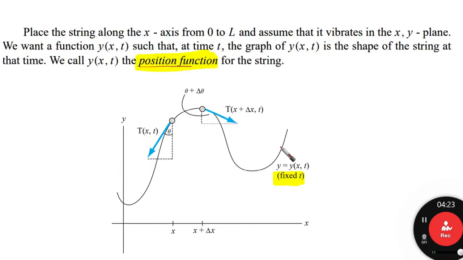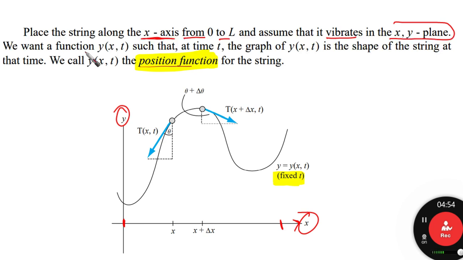Okay, so now we are going to have it like this. If we place the string along the x-axis, from 0 to L, assume that we are talking about some finite length for the rope, and assume that it vibrates in the XY plane. So this is the XY plane. The rope is going to vibrate in the XY plane.